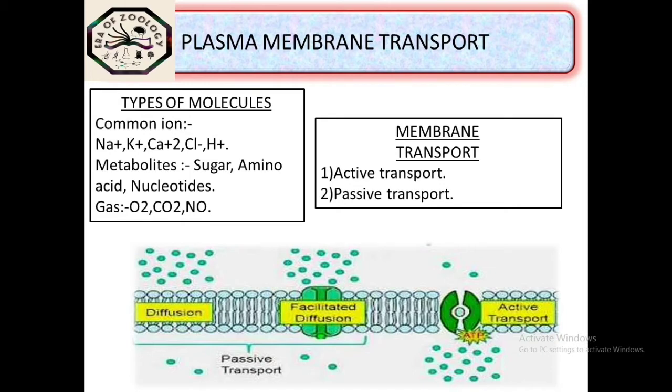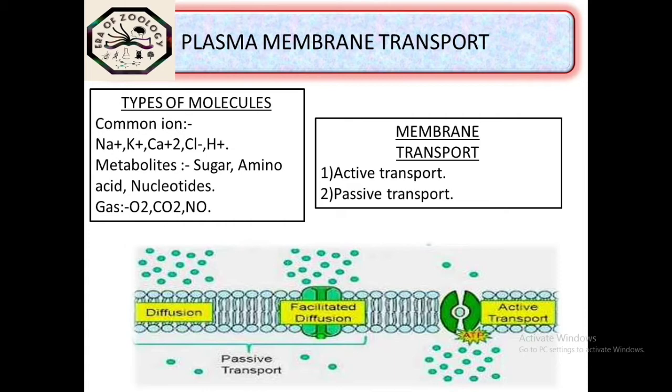Now we will be talking about those molecules that are actually transported to the inside and the outside of the cell. Sodium, potassium, calcium, and also chlorine and hydrogen ions are transported between the inside and outside of the cell. Metabolites like sugar, amino acids, and nucleotides are also transported. And also gases like O2, CO2, and NO are transported between the inside and outside of the cell.